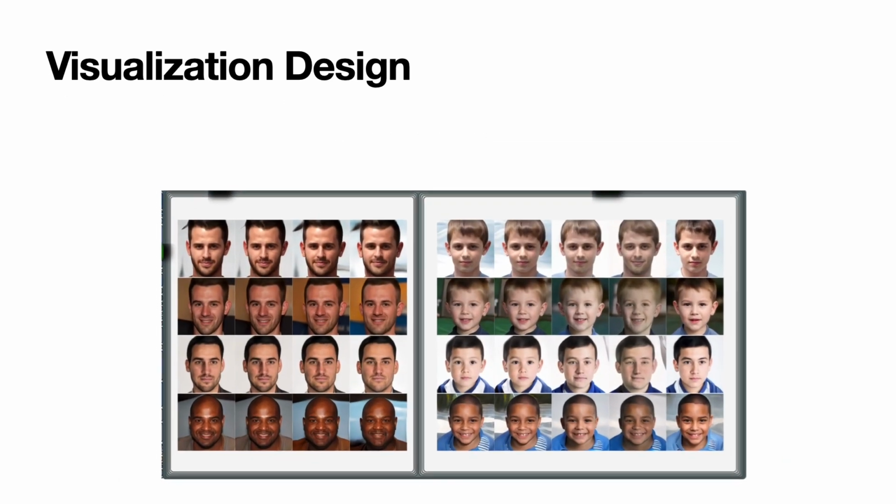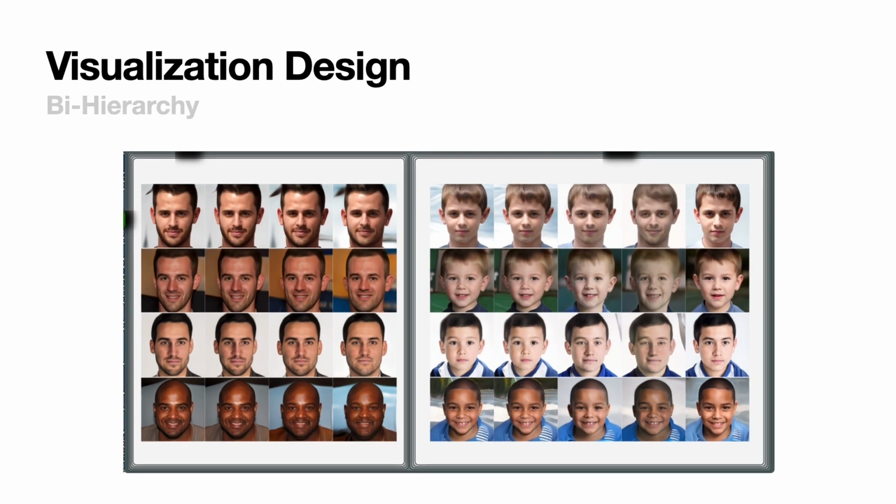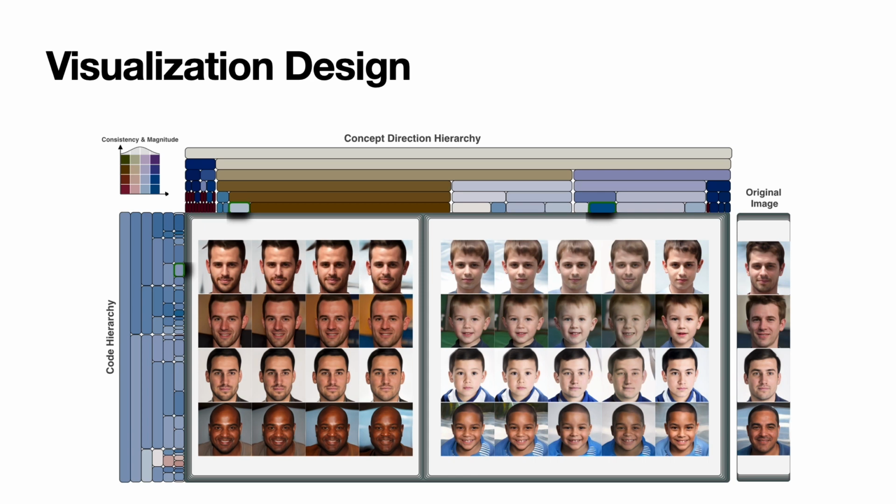Finally, bi-hierarchy shows a Cartesian product of the code hierarchy and concept hierarchy, revealing on-demand detail of all possible combinations of code direction pairs. To make data exploration easy, we encode each node's behavior using two metrics: edit magnitude and edit consistency. The edit magnitude measures the magnitude of semantic change. A small edit magnitude would indicate that the direction is not making change to the image. On the other hand, edit consistency measures how semantically similar are the changes within the node.